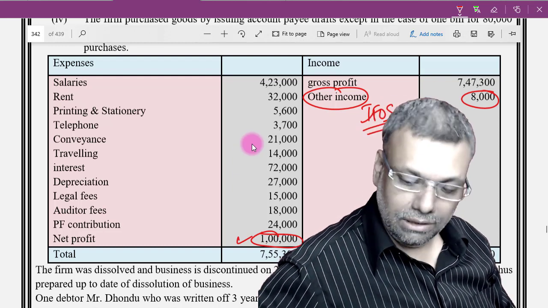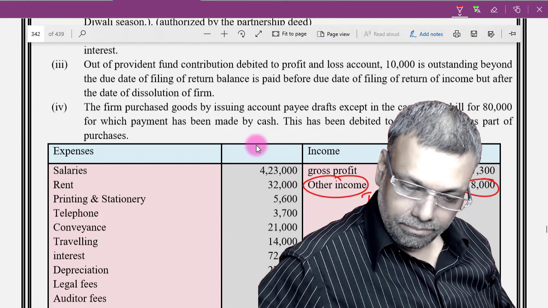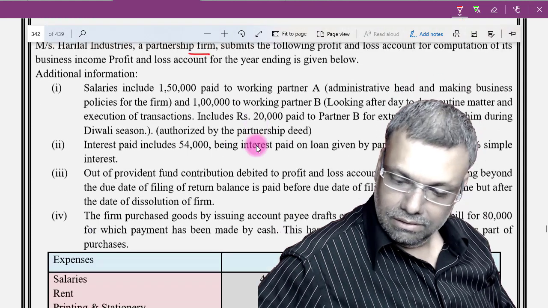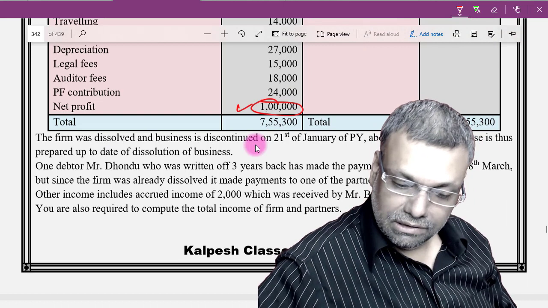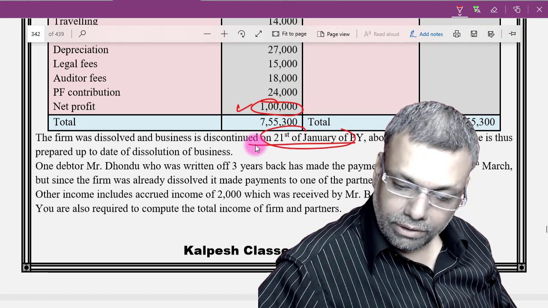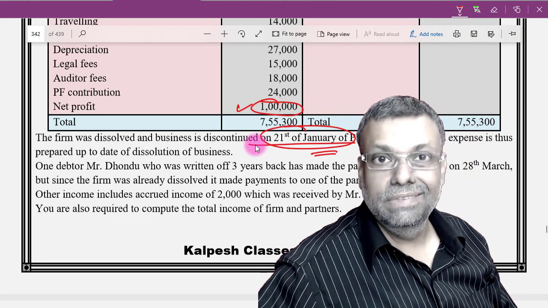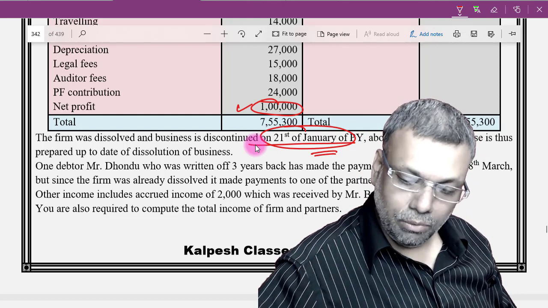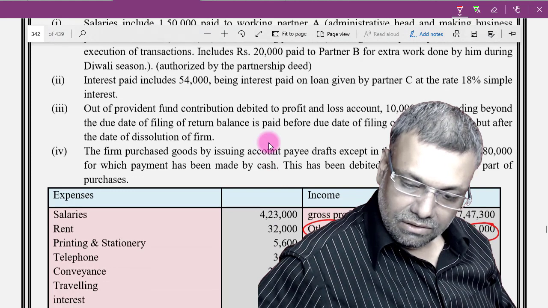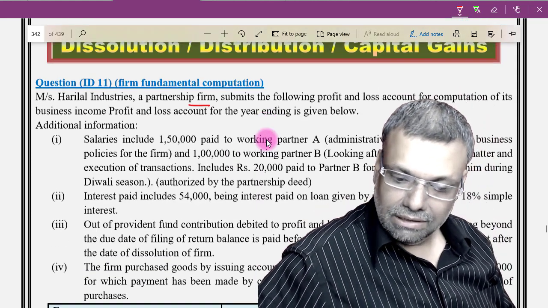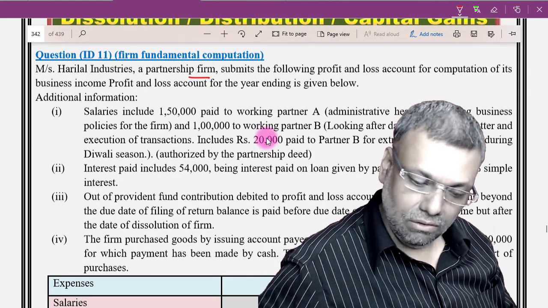Then I will scan through all the debit items. And one of the points which is a very beautiful concept which I have to explain is this dissolved and discontinued on 21st of January. So this is one of the very good conceptual points, but that I will discuss. Just give me some time, after some time. So first of all, let us start with our normal adjustments.